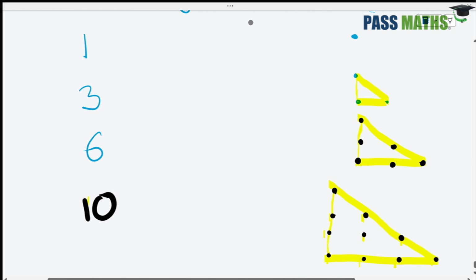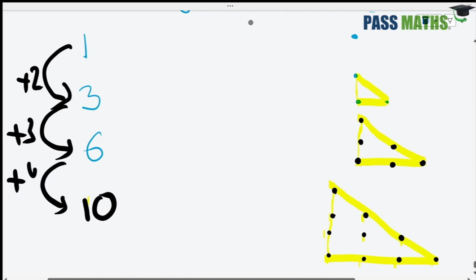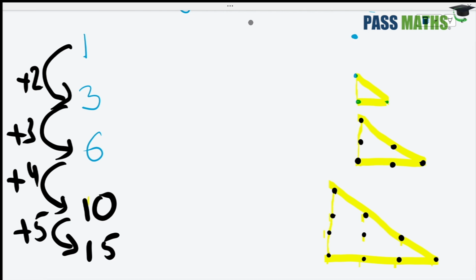Now you can see the pattern here. The pattern is you're doing 1, add 2, add 3, add 4. Next will be 15, add 5, and so on. So these are your triangular numbers. Hopefully you learned about square numbers, cube roots, square roots, and also triangular numbers.